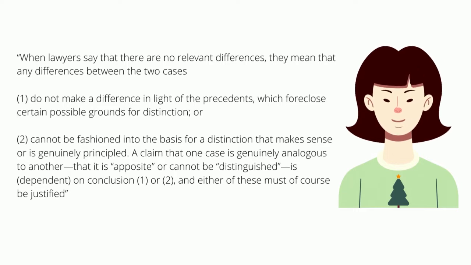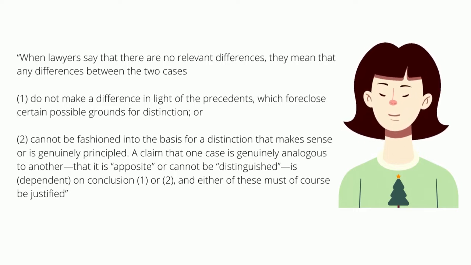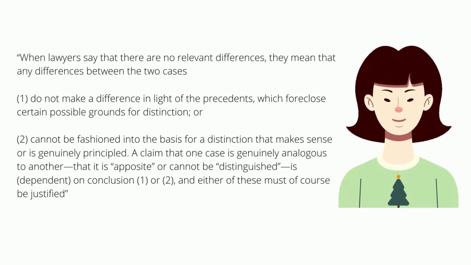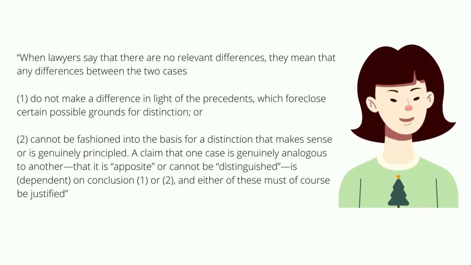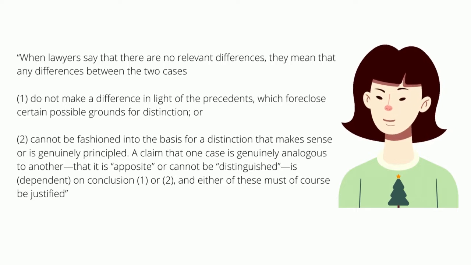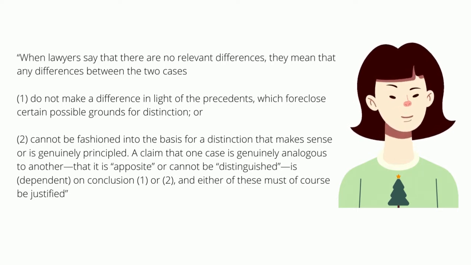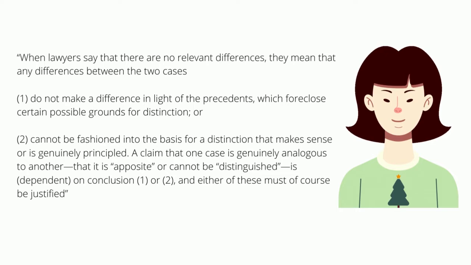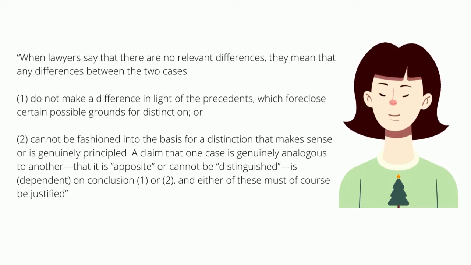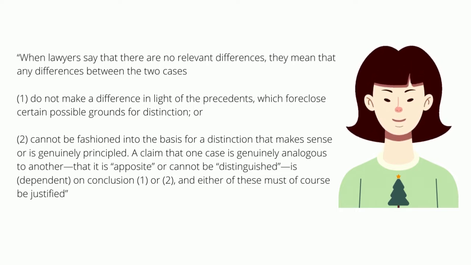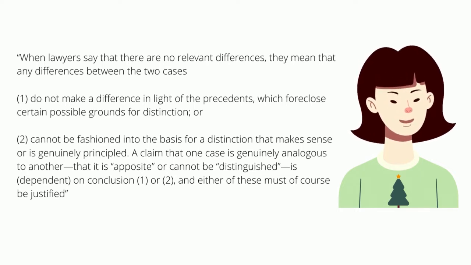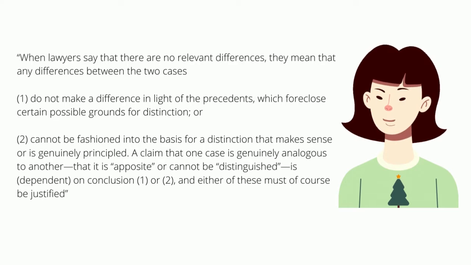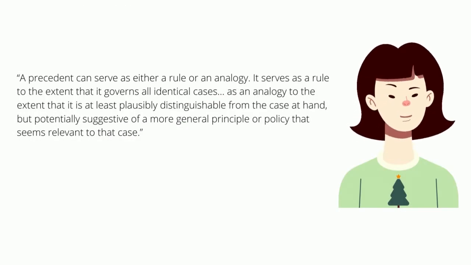When lawyers say that there are no relevant differences, they mean that any differences between the two cases, 1, do not make a difference in light of the precedents, which foreclose certain possible grounds for distinction, or, 2, cannot be fashioned into the basis for a distinction that makes sense or is genuinely principled. A claim that one case is genuinely analogous to another, that it is apposite or cannot be distinguished is dependent on conclusion, 1, or 2, and either of these must of course be justified.